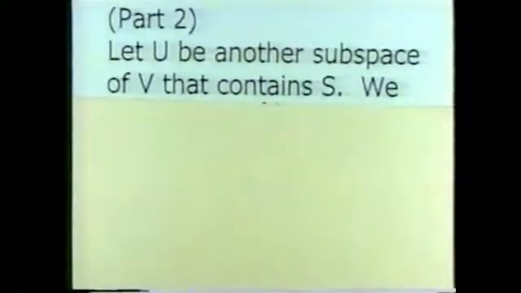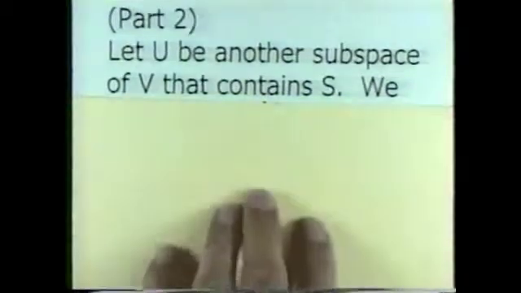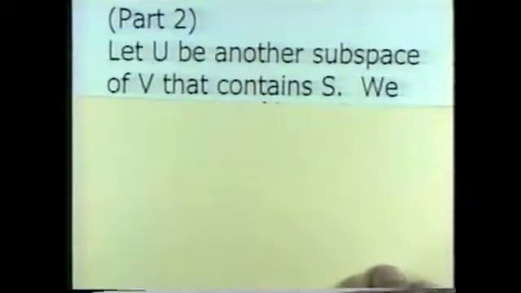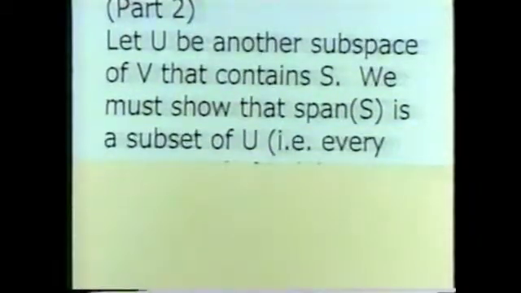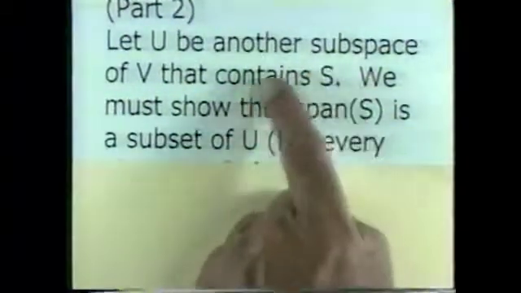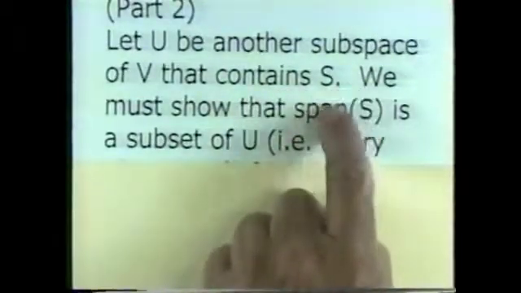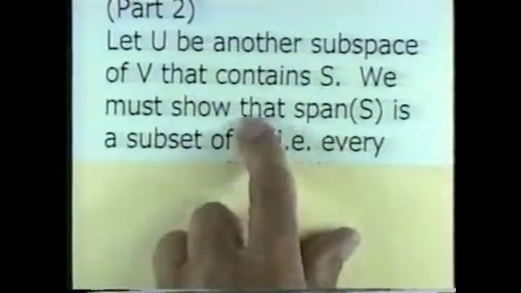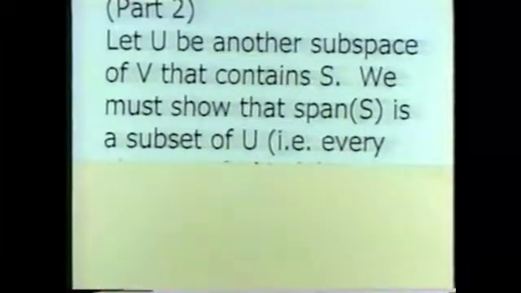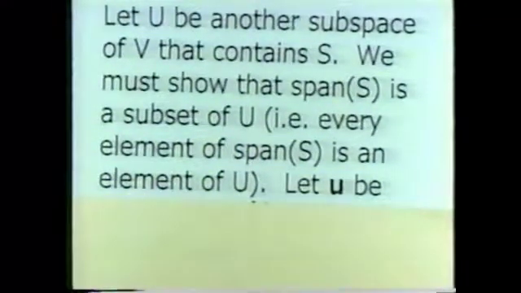Part 2 is a little more subtle. Let U be any other subspace that contains S. What we must do is show that span S is a subset of U. In other words, if U is any other subspace that contains S, then U must also contain the span of S. Every element of span S is an element of U. So everything in span S is also in U.